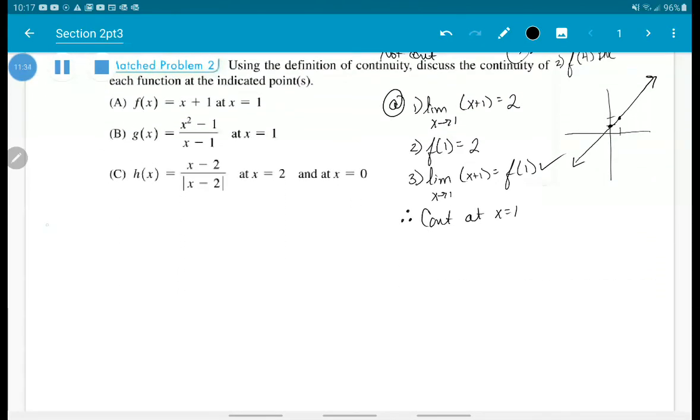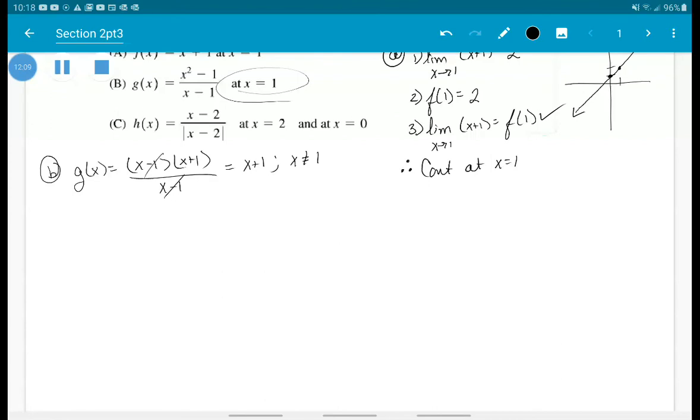But let's look at B. In part B, we're looking at a rational function, x squared minus 1 over x minus 1. Now notice that function is going to reduce. We could factor the top, and then we can reduce this. So this is going to look like the line x plus 1 as long as x is not equal to 1. And notice that's where they're asking us about this function and what's going on there.